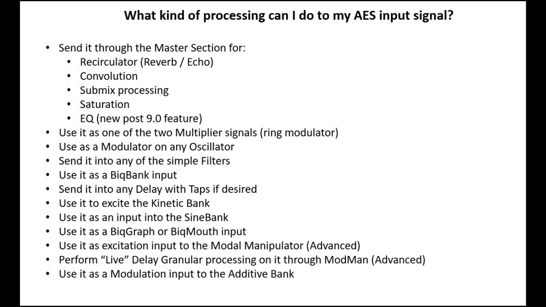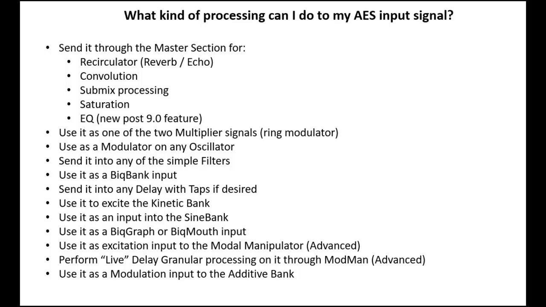You can send it into any one of the simple filters, low pass, high pass, band pass, all the filters that you have available in your oscillator column. You can also use it as an input to the Big Bank and manipulate it in various ways with Big Bank properties. You can send it into the delay and use taps on it if you want. You can use it to excite the kinetic bank. You can input it to the sine bank.